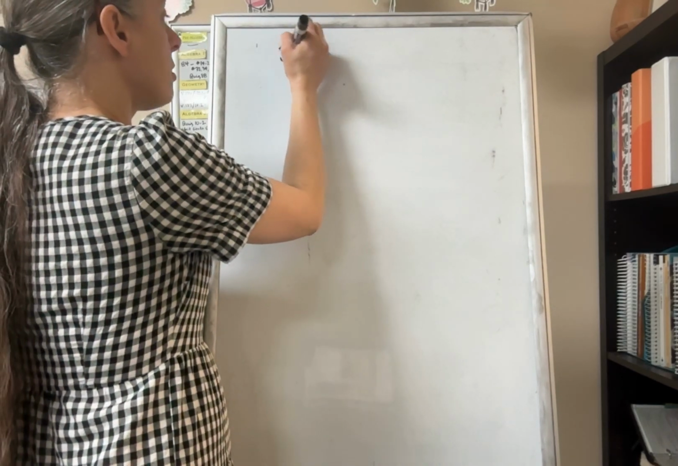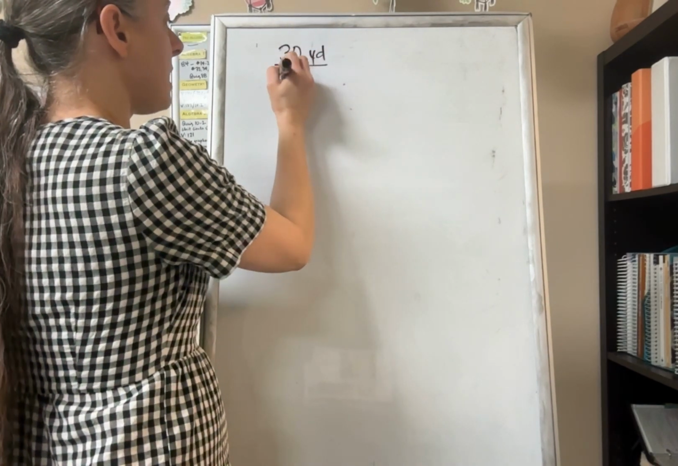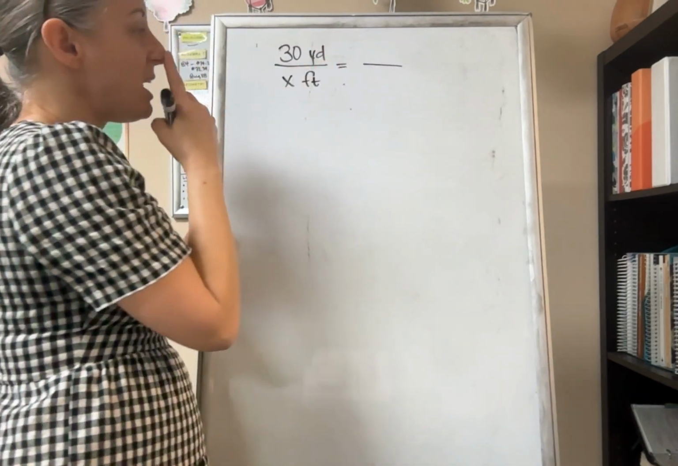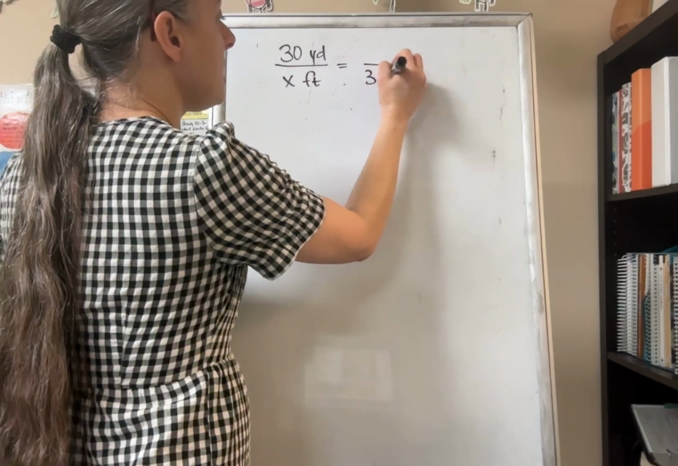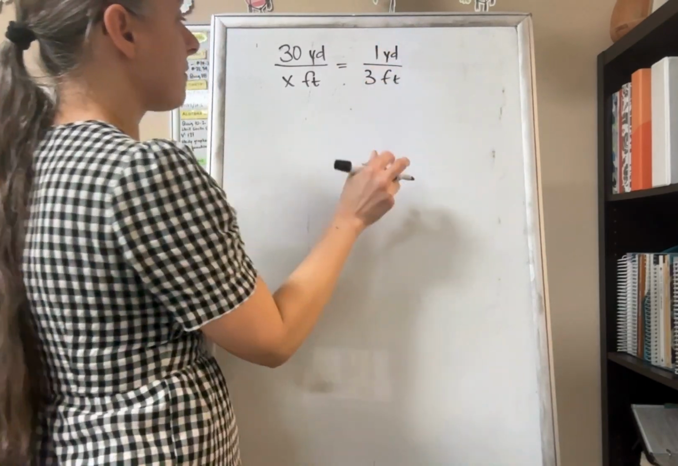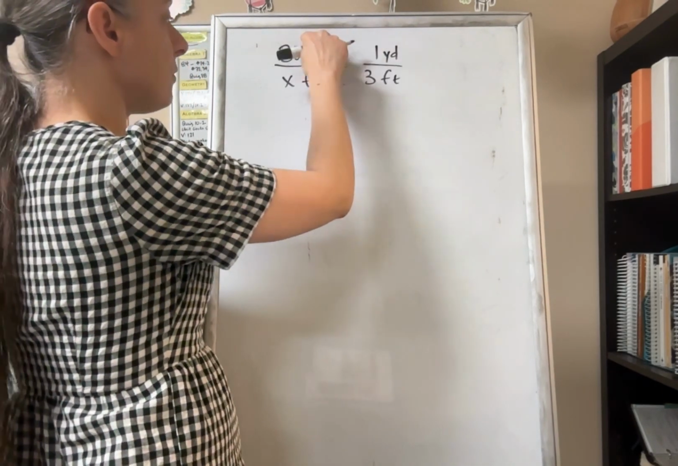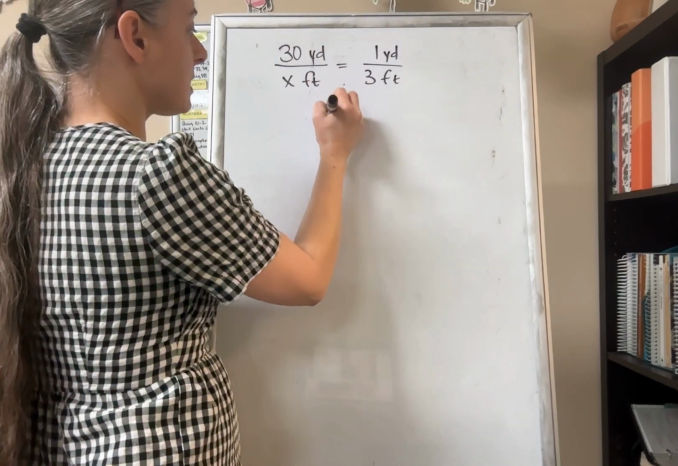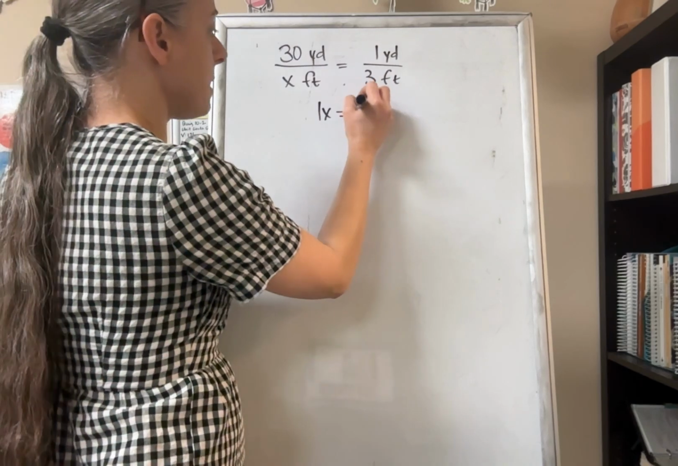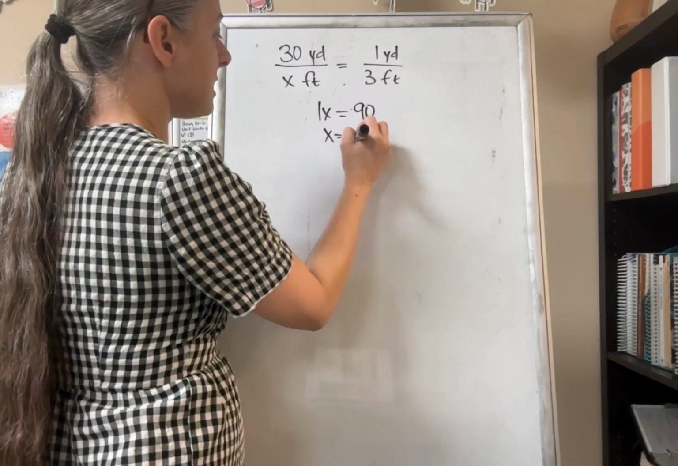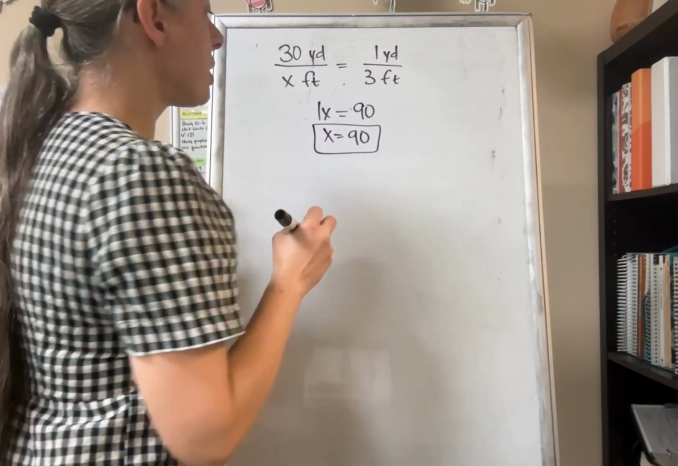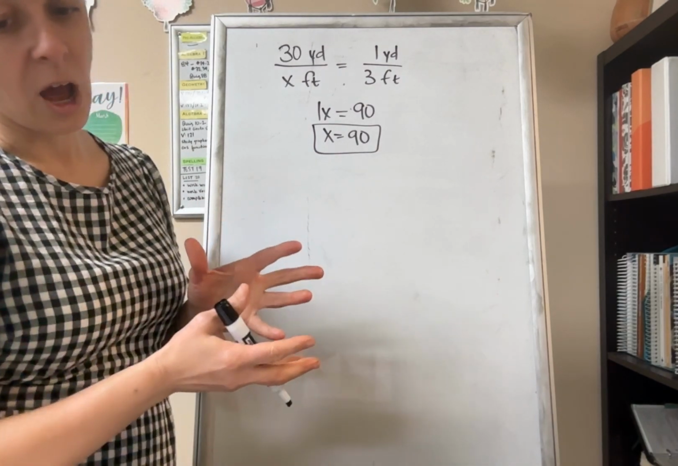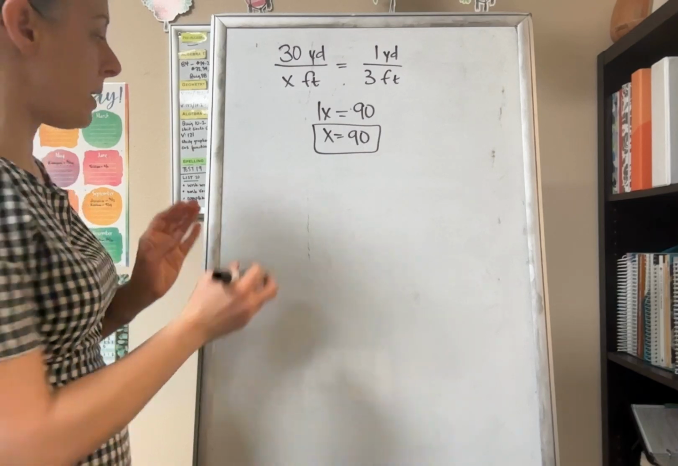Okay, so I've got 30 yards on my baseball diamond, and I want to know how many feet that makes. Well, I know that there are 3 feet in 1 yard. I've got feet in the denominator, yards in the numerator. Now I'll cross multiply. 1 times x makes 1x, and 30 times 3 makes 90. So x equals 90. There are 90 feet in 30 yards. There are 90 feet between first and second base on a baseball diamond.